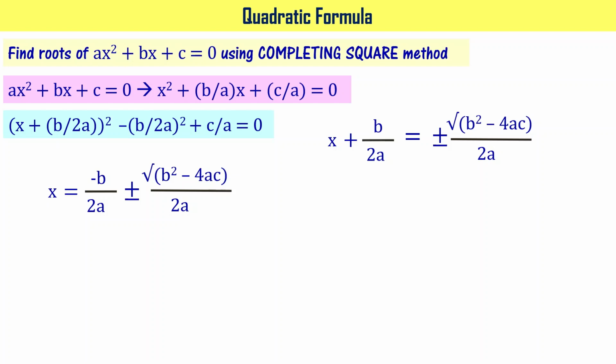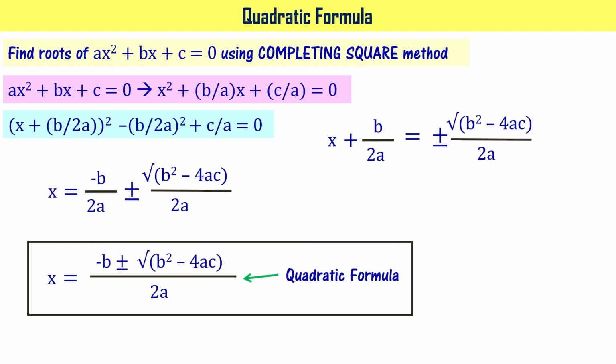I'm going to rearrange further because you have denominators of 2a only. That's why we write it as x equal to minus b plus or minus square root of b square minus 4ac divided by 2a, right? This is called quadratic formula. Please take a note of this. When you are given a quadratic equation ax square plus bx plus c equal to 0, you can find roots of the equation using this formula x equal to minus b plus or minus square root of b square minus 4ac divided by 2a. That is called quadratic formula.